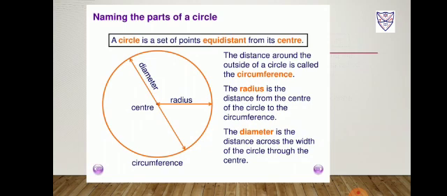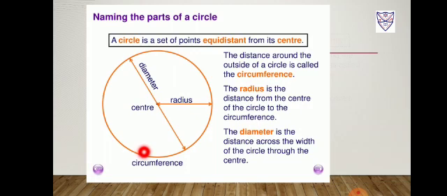Now let us understand more about the parts of a circle. A circle is a set of points equidistant from its center, meaning from its fixed point. What is circumference? The distance around the outside of a circle is called the circumference. So this distance around the outside of the circle is called circumference. It is also known as the perimeter of the circle.